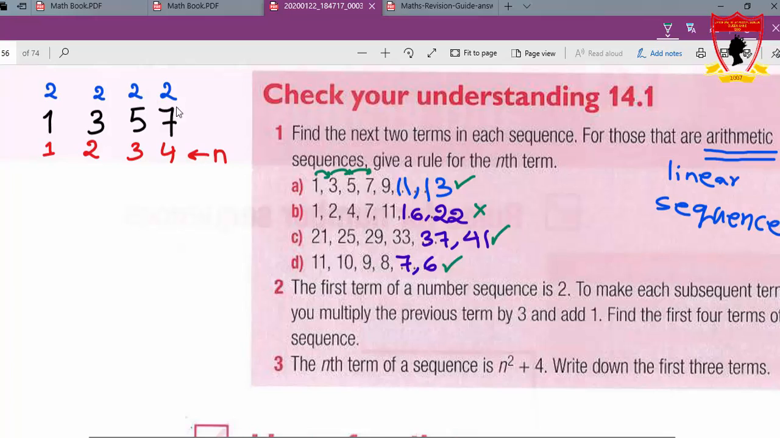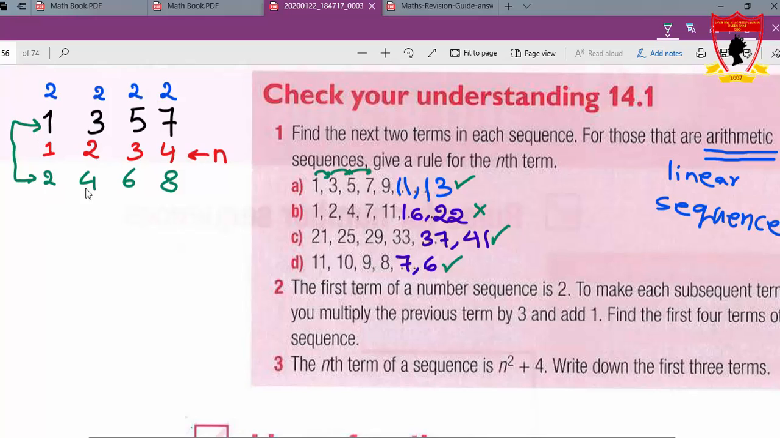Always multiply the difference by the n's, which are 1, 2, 3, 4, 5. Now, 2 times 1 is 2. 2 times 2 is 4. 2 times 3 is 6. 2 times 4 is 8. Okay? Now, all you have to do, look at this green line and look at this black one.